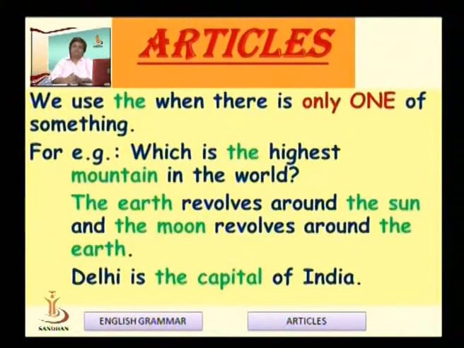Take a look at the last sentence on your screen. Delhi is the capital of India. How many capitals can a country have? Only one capital. So therefore we will be using the article the.